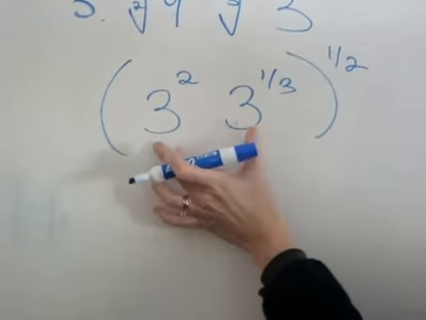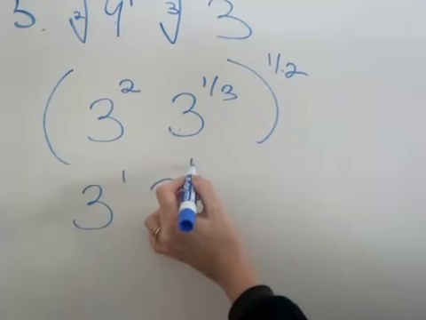But because the bases are the same, we can add our exponents. You can either add your exponents right here and take it times 1/2, or distribute your 1/2. Let's just distribute the 1/2. So 1/2 times 2 is 1, so we have 3 over 1. And 1/3 times 1/2 is 1/6.